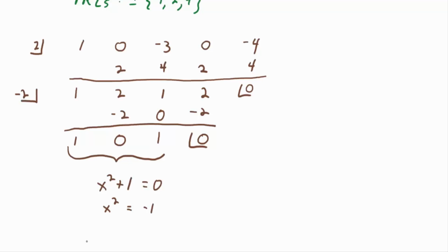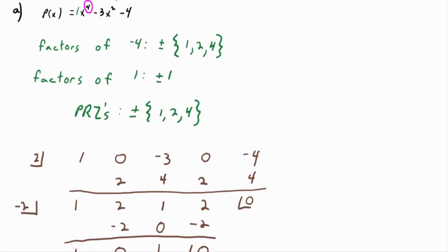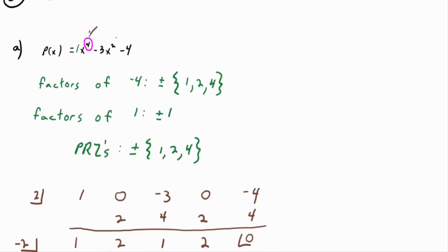X squared equals -1, so what does x equal? Plus or minus i, right? So you take the square root of both sides, you get plus or minus square root of -1, which by definition is plus or minus i. So can you list the zeros for me? Plus or minus 2, plus or minus i. So how many are there altogether? 4, which is exactly what we expected from the fundamental theorem. 4 zeros.